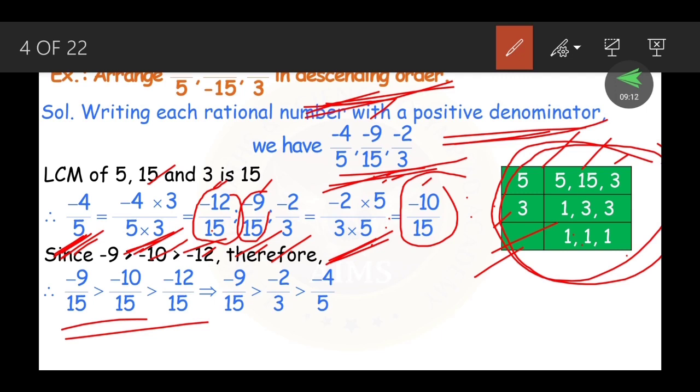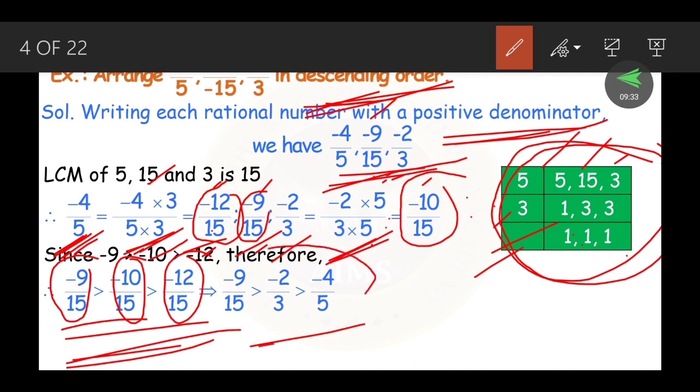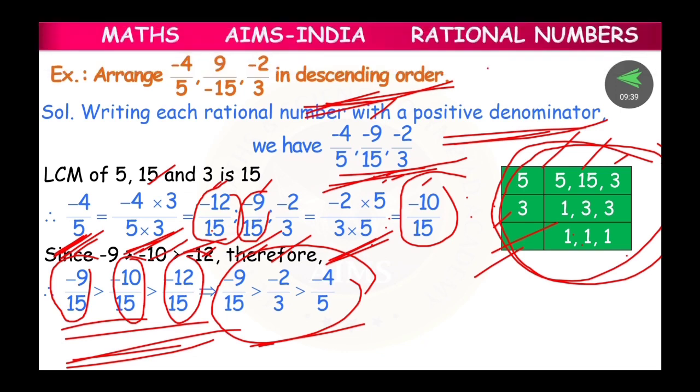Which one is largest? If we have a minus symbol, the lesser value will be the greater value. So minus 9 by 15 will be the largest. Next minus 10 by 15. Next minus 12 by 15. This is the descending order. We can write them in terms of the original fractions like this.